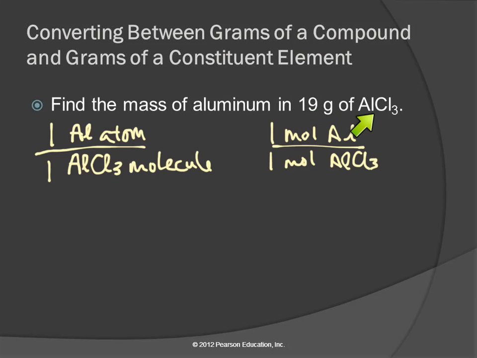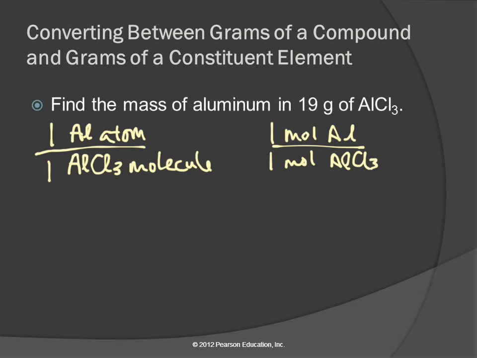19 grams of this. We can't just apply a 1-to-1 ratio and say, well, there's 19 grams of aluminum in 19 grams of aluminum chloride, right? Because there's chloride in there too. The formula is talking about particles. The mass is not talking about particles. So we have to convert the mass to a particle unit and then convert back.